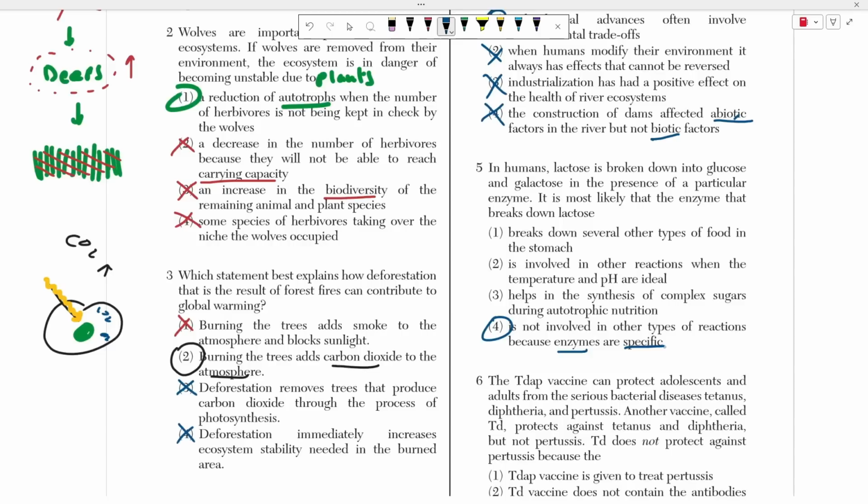That's because every single chemical reaction is unique, and every single chemical reaction generally has an enzyme associated with it that aids in that specific reaction, okay? So again, the answer here has to be 4 because enzymes are always specific.